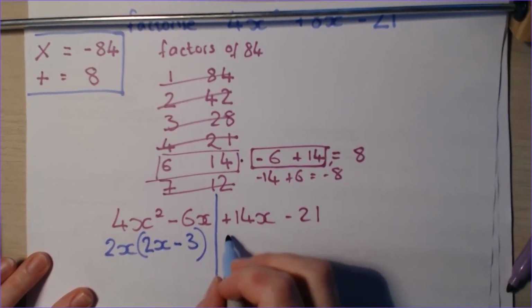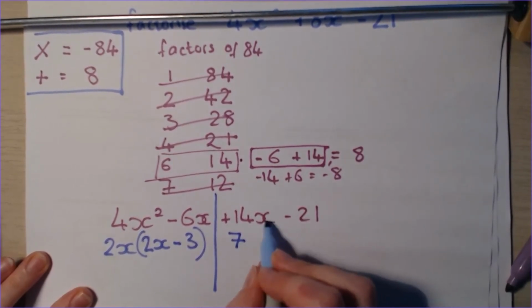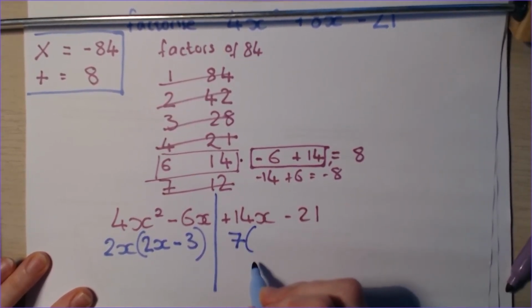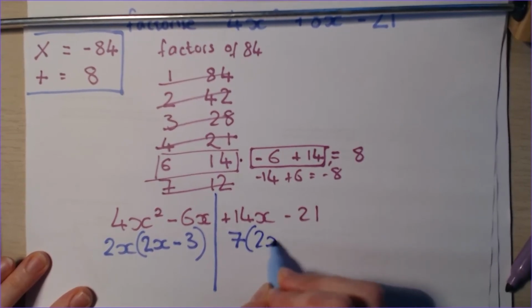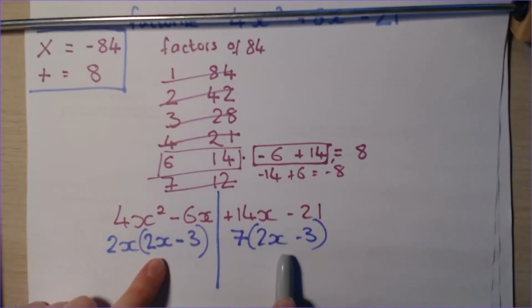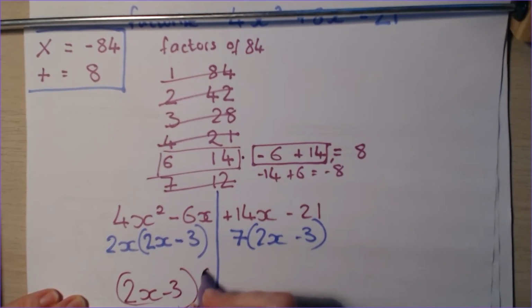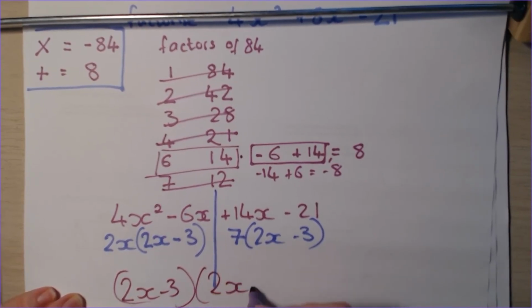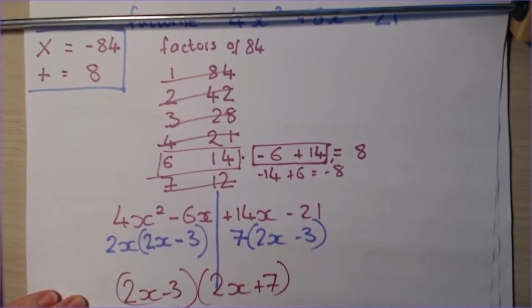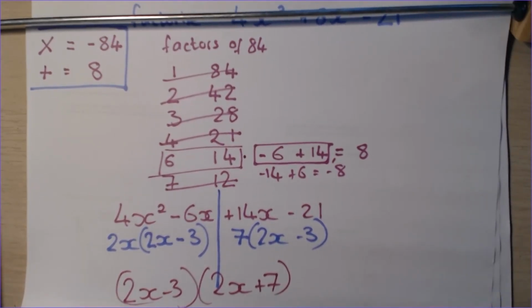And on this side we can take out the 7, and we can't take out the x because that's not common, so we get 7 times 2x minus 3 as well. Okay, so nice little check there. They're the same. So our final factorisation is going to be 2x minus 3 and 2x plus 7, because that isn't a negative. Okay, so there are 3 examples.